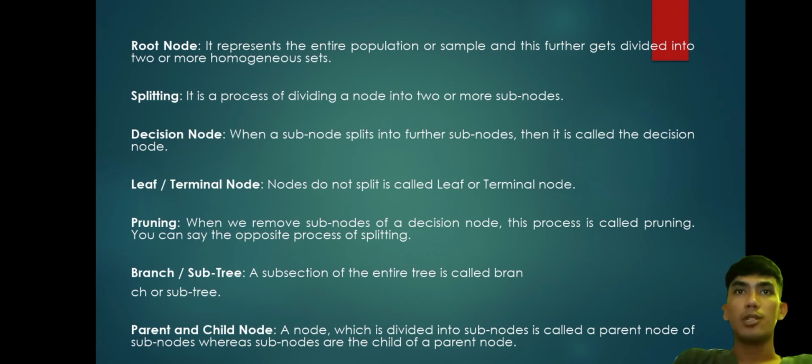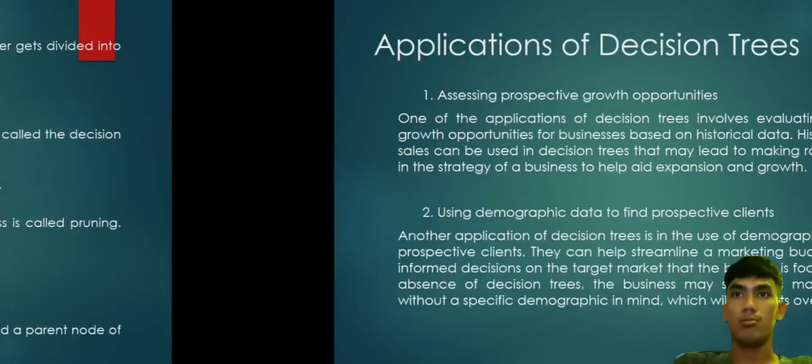Next, pruning. When we remove subnodes of a decision node, this is called pruning. You can say it is the opposite process of splitting. Branch or subtree. A subsection of the entire tree is called a branch or subtree. Last part, parent and child node. A node which is divided into subnodes is called the parent node of the subnodes, whereas the subnodes are the children of the parent node.